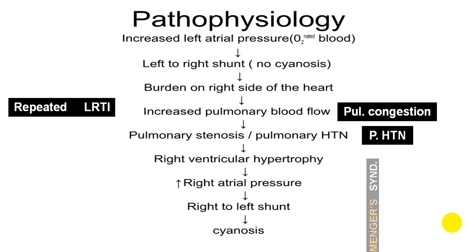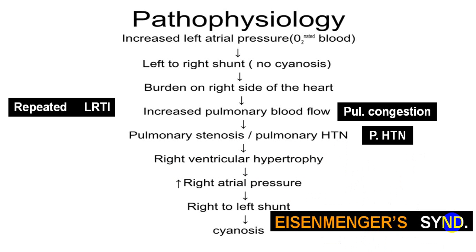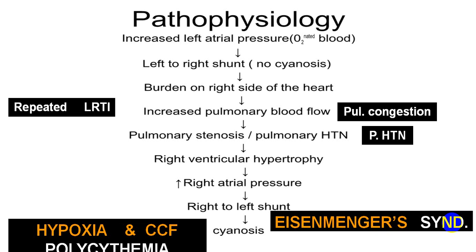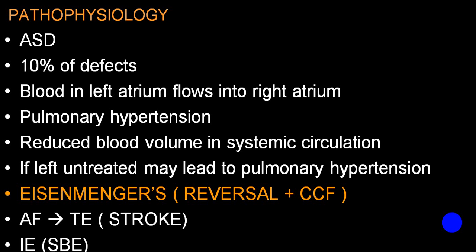We call that Eisenmenger. Now the person will start developing deoxygenated blood from the right side entering into the left side. The person will start developing cyanosis. So along with cyanosis, there are symptoms and signs of congestive heart failure, and this we call Eisenmenger syndrome. So hypoxia, CCF, polycythemia will be together, plus cyanosis, central cyanosis. So Eisenmenger will be reversal of shunt with congestive cardiac failure.